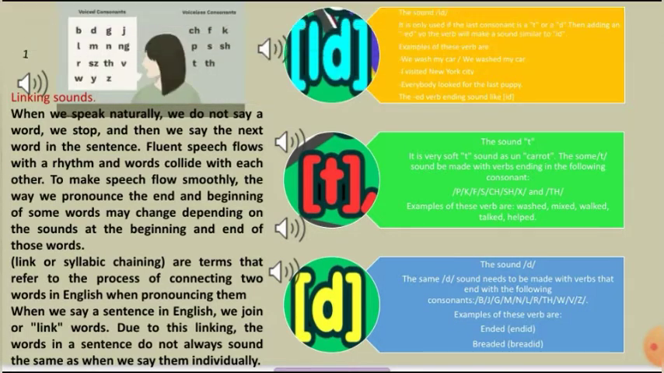The topic is the sound -ed. It is only used if the last consonant is a T or a D. Then adding an -ed to the verb will make a sound similar to id. Examples of this verb are: number 1, we washed my car. Number 2, I visited New York City. Number 3, everybody looked for the last movie. The -ed verb ending sounds like id.